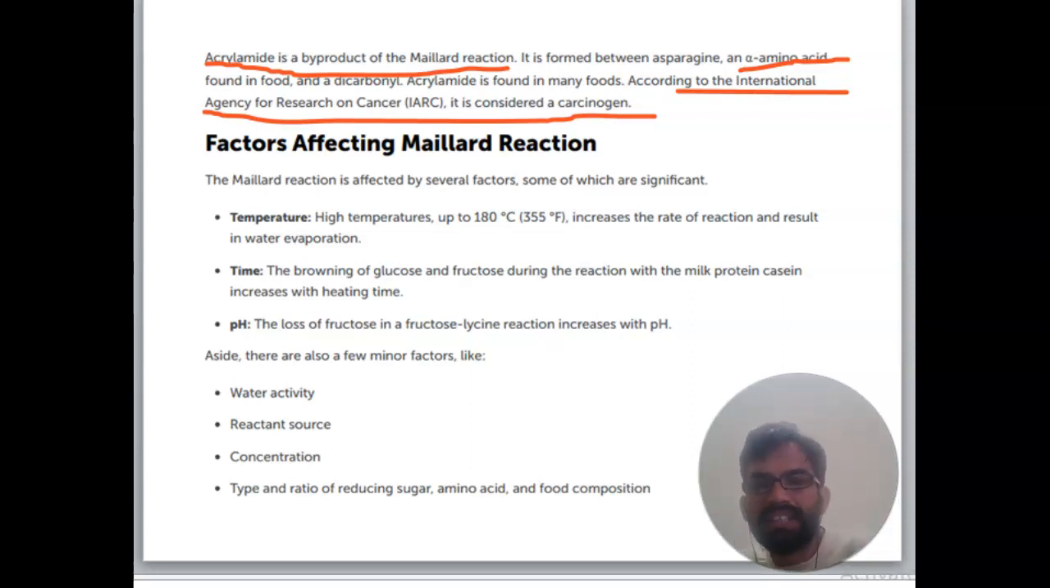Now you can see the factors affecting Maillard reactions. Maillard reactions are affected by several significant factors. One is the temperature, second is the time, and third is the pH, and fourth is the water activity, reactant source, concentration and type, ratio of reducing sugar, and the food composition. These are a few factors affecting the Maillard reactions.